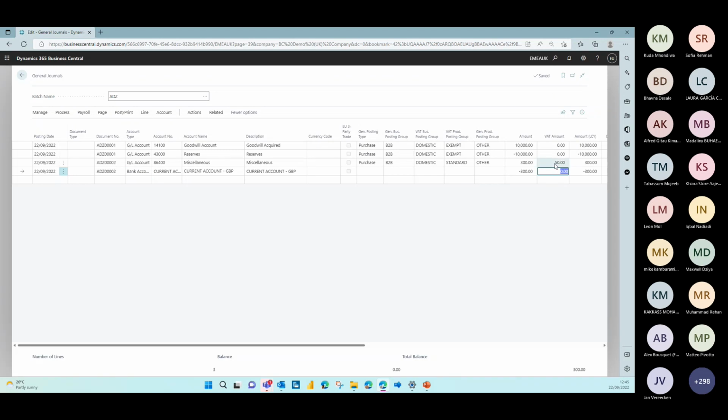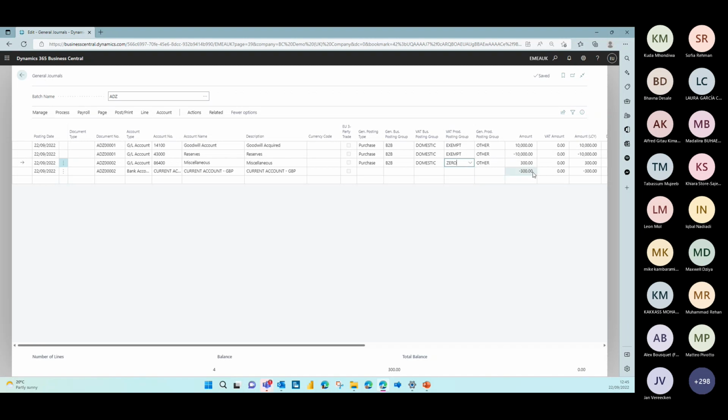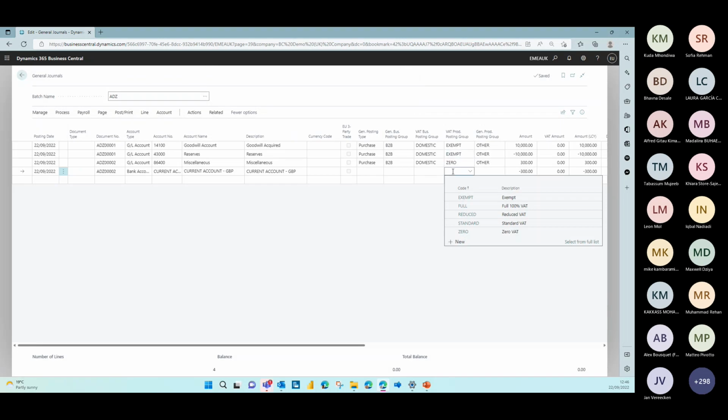Notice here now, there's a standard. Say this miscellaneous should be 0. I can then change the VAT product posting group here to 0. You see? Now, sorry, I'll come back. And with the bank account, I've left them blank.